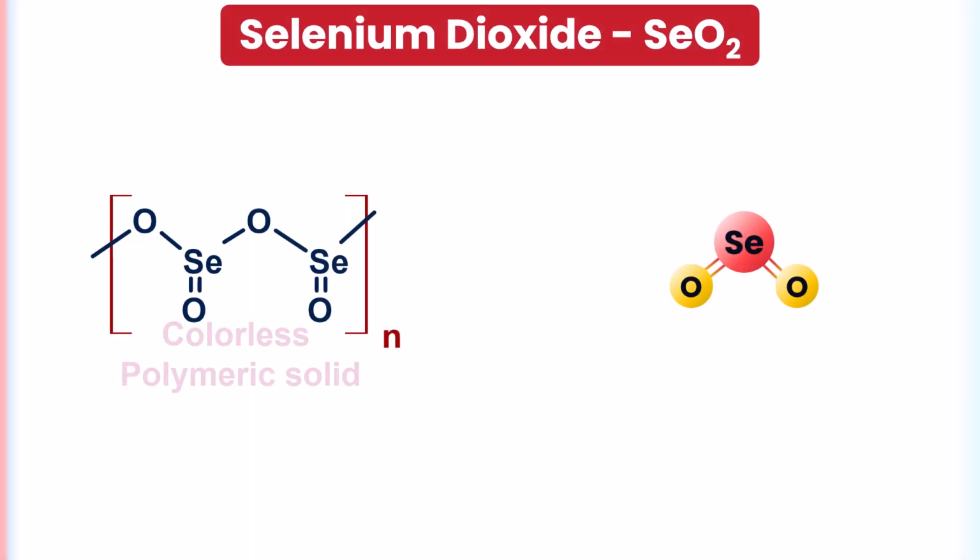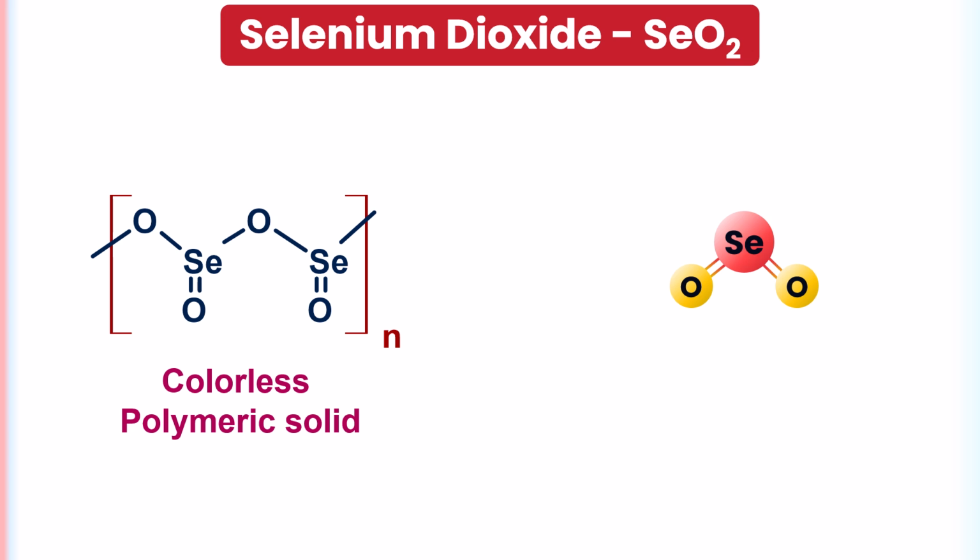Selenium dioxide is a colorless crystalline solid. In the solid state, it exists as a one-dimensional polymeric chain consisting of alternating selenium and oxygen atoms. In the gaseous state, selenium dioxide exists in the monomeric form, which has a bent molecular geometry. The oxidation state of selenium in selenium dioxide is +4. And during oxidation reactions, selenium dioxide is reduced easily and the oxidation state of selenium decreases from +4 to +2 or even to 0.